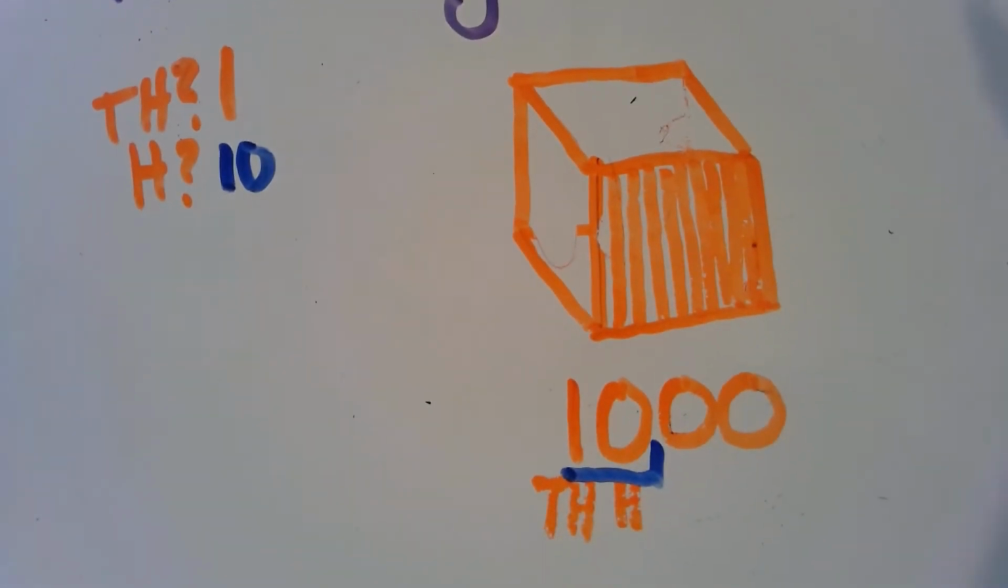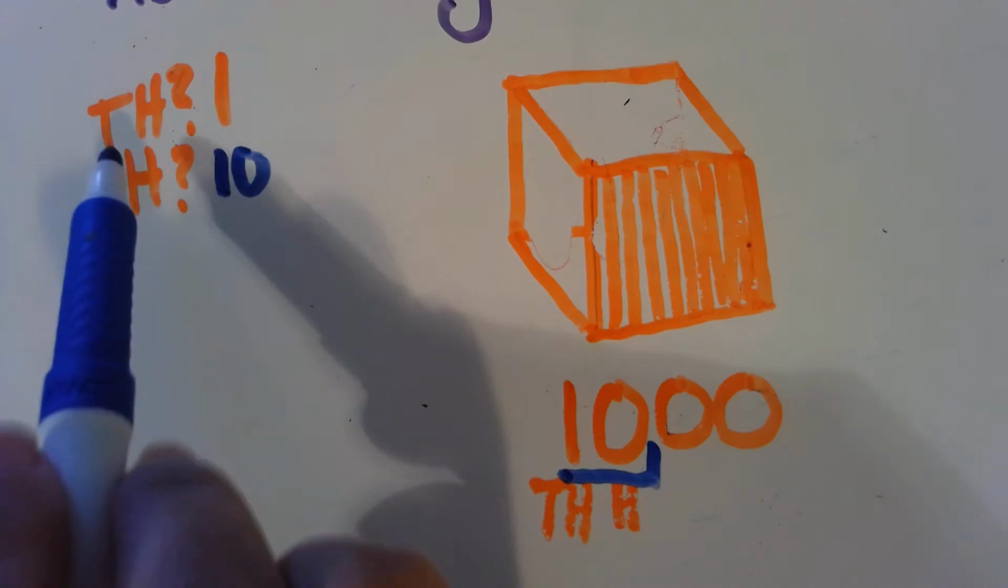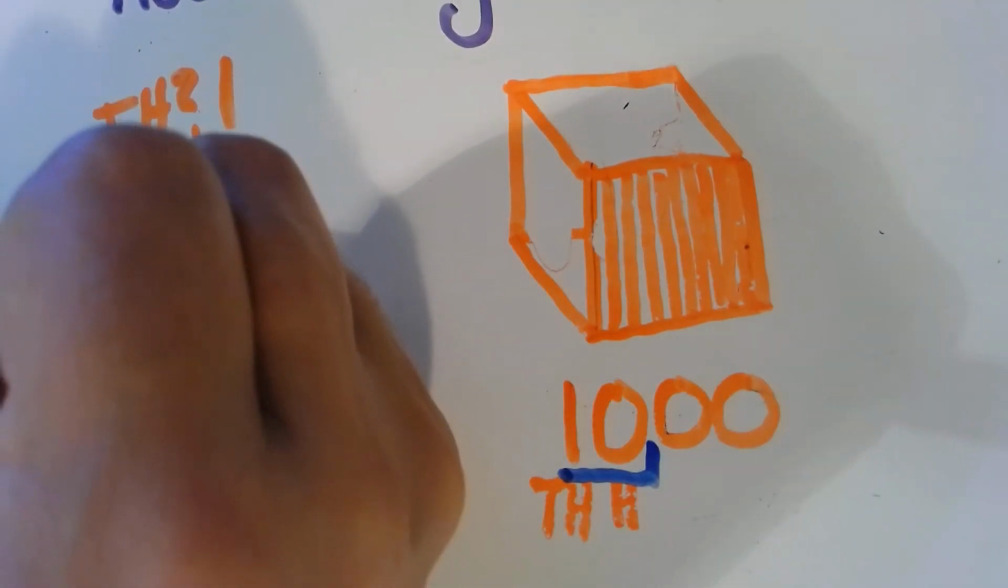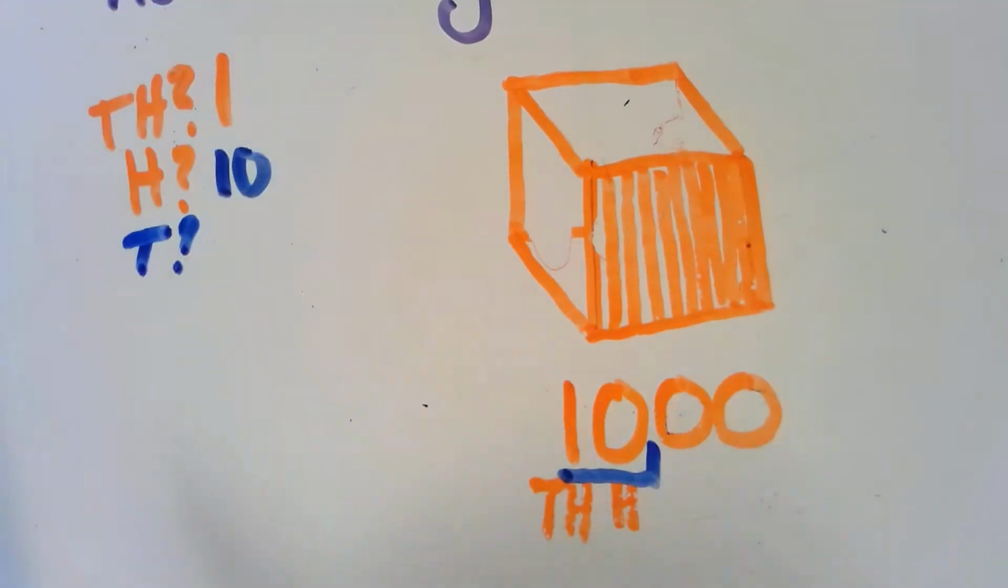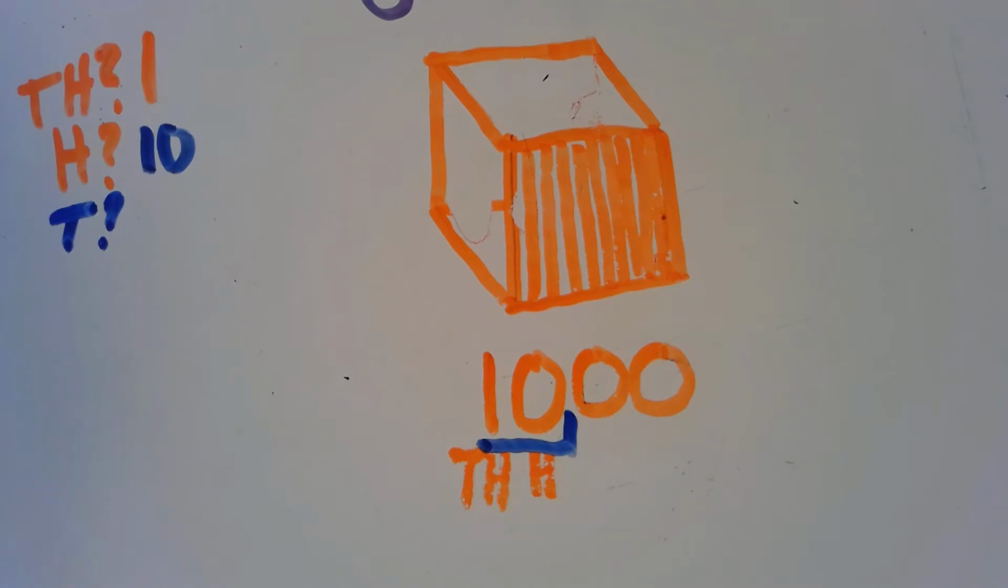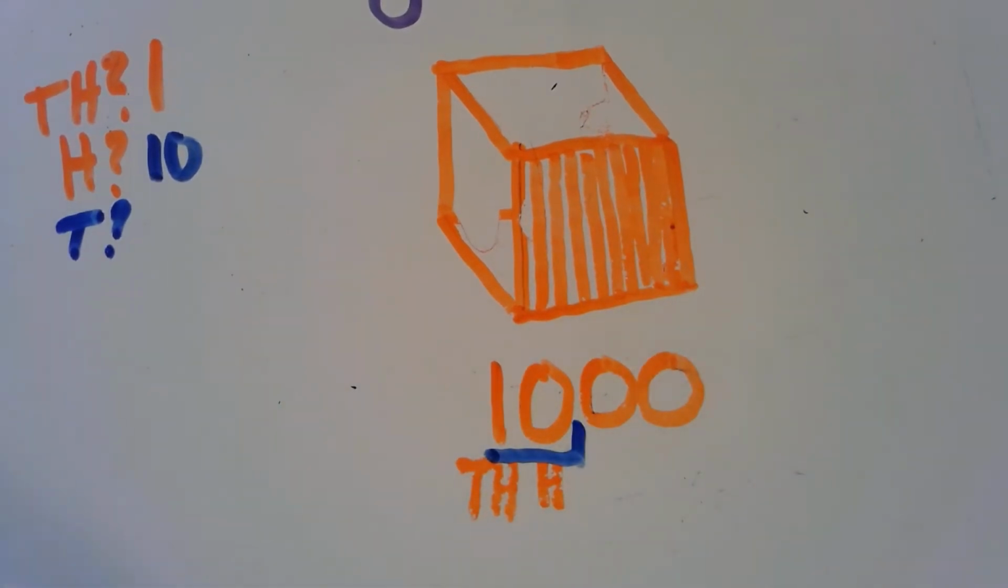But they haven't stopped there. They want thousands. They want to know how many hundreds, but they also want to know how many tens there are. Okay? So if I had to count by tens to get to 1,000, I would have to count 100 times, because watch this.